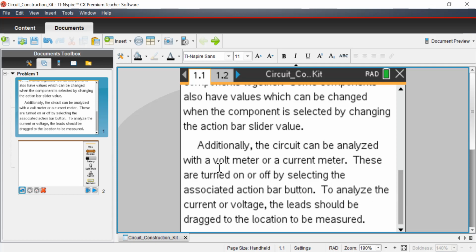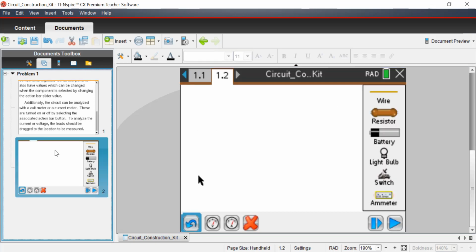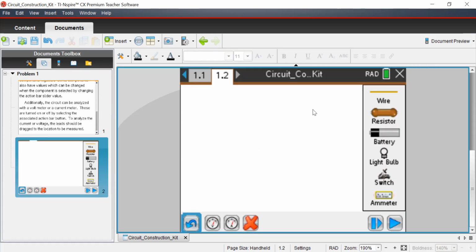We're also going to look at the voltage and the current while these things are turned on and off, just to show that when the switch is open, there's no electricity flowing. When the switch is closed, there is electricity flowing. All right, so let's go ahead and take a look.